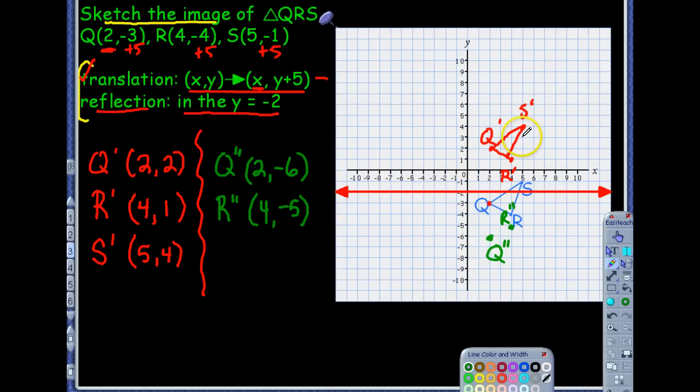And for S double prime, we need to go down 1, 2, 3, 4, 5, 6 to get to the line, so we're going to go down 1, 2, 3, 4, 5, 6. There's our S double prime.